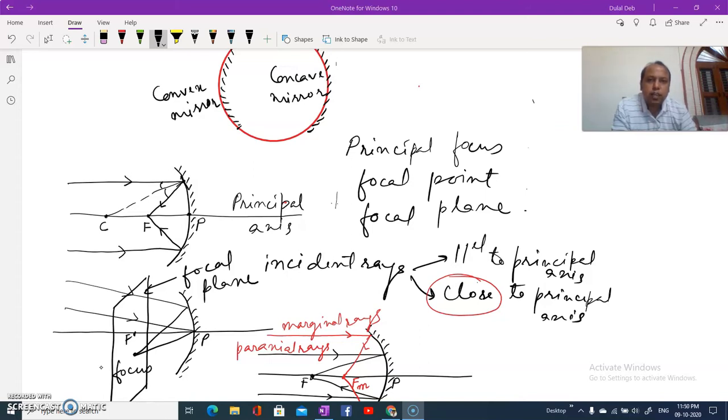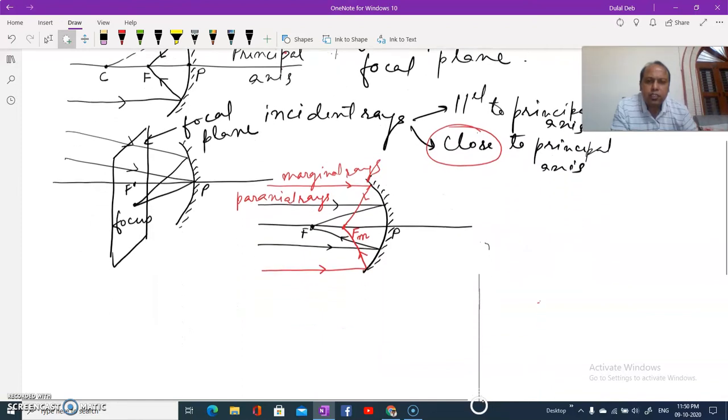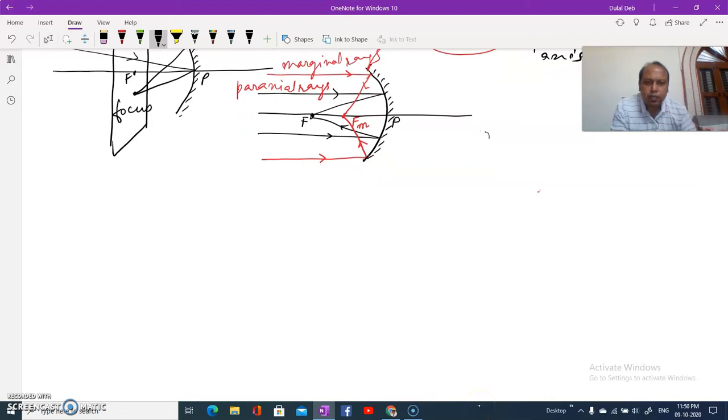Now, out of these two types of mirrors, we have discussed what is principal axis, then the principal focus, then focal plane. We have also discussed how incident light rays which are parallel and close to the principal axis meet after reflection from the concave reflecting surface. Okay. Now these things we have discussed for concave mirror. Same is the case with convex mirror also.